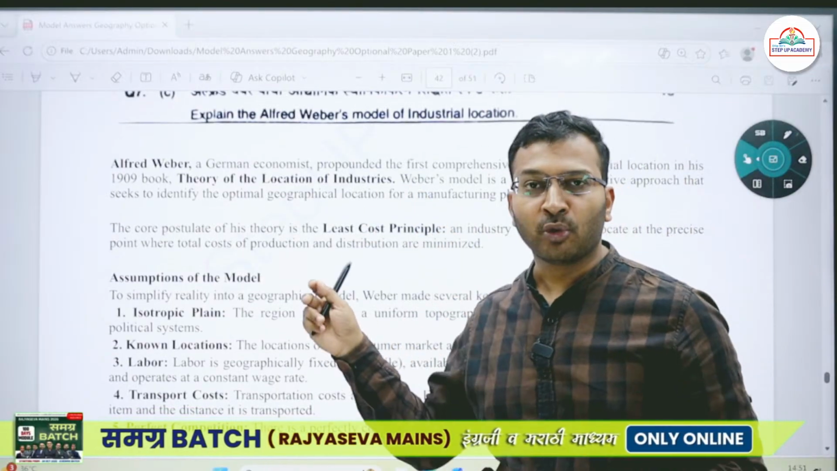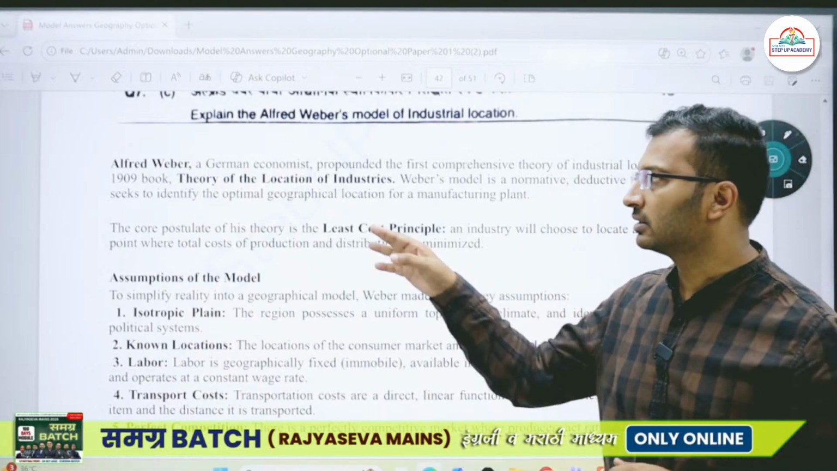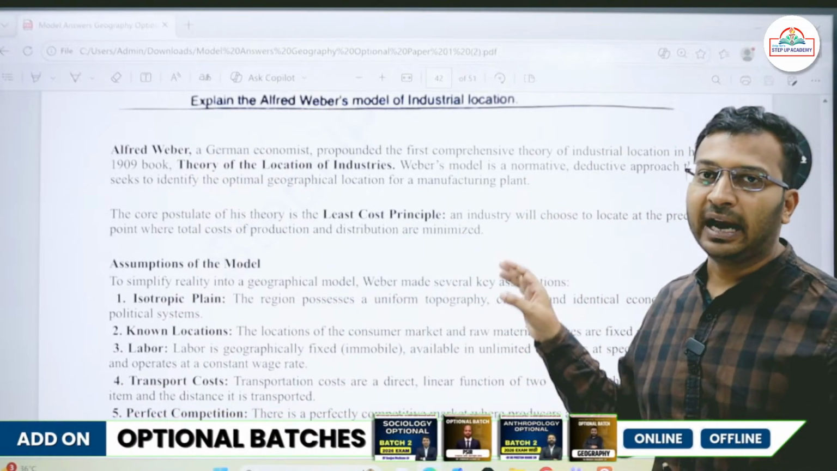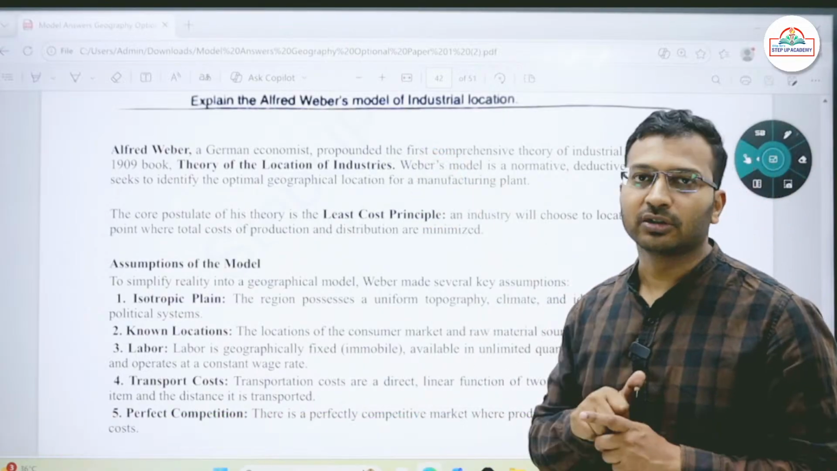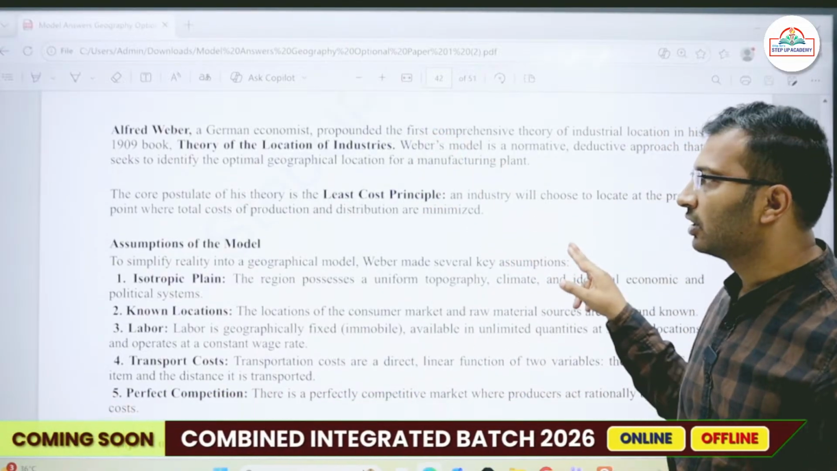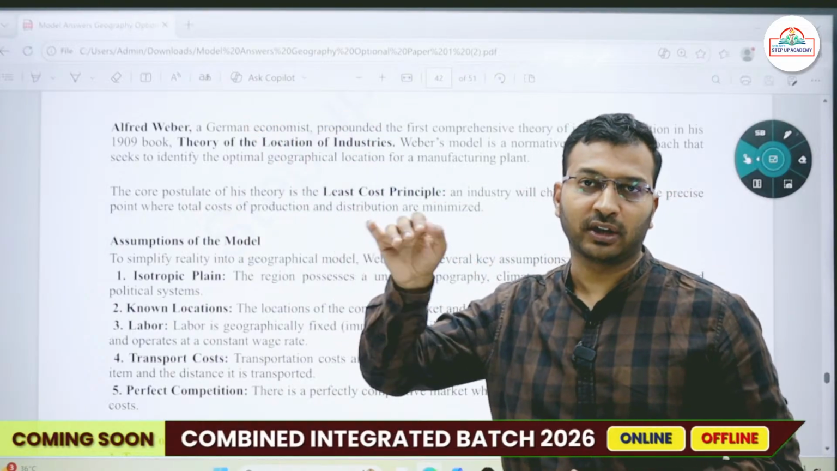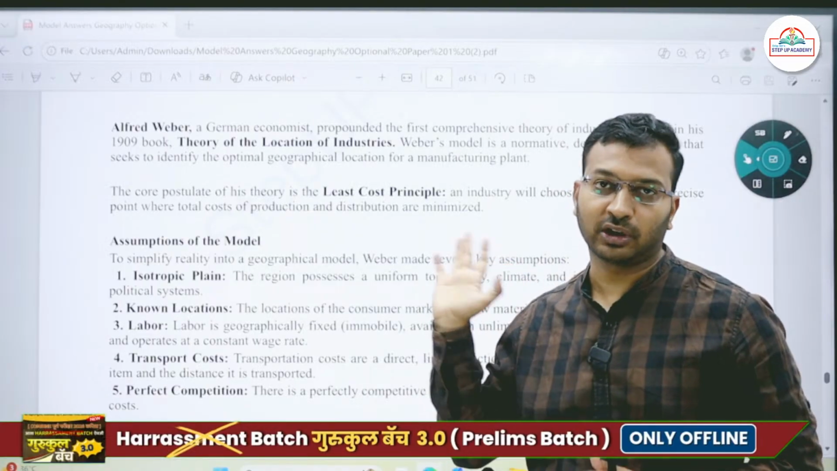Okay. So the most important concept of Alfred Weber in his theory of location of industries is the least cost principle. In his theory, he mostly focused upon the transportation cost. He was not concerned about the revenue generation. He was mostly talking about the cost minimization of production through transportation.